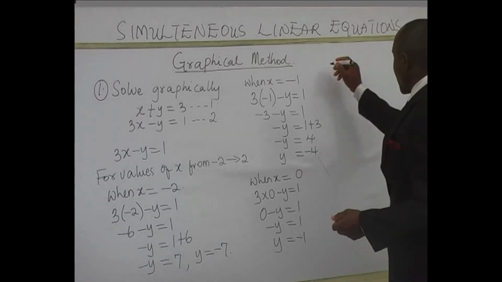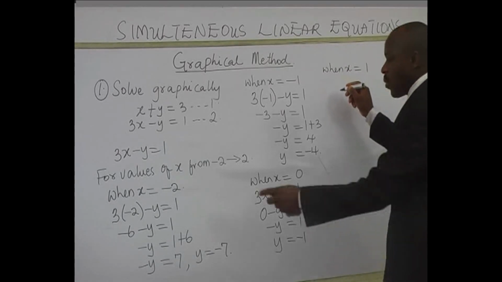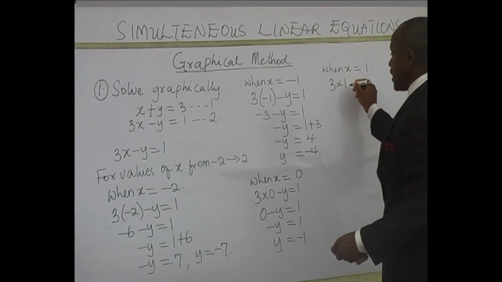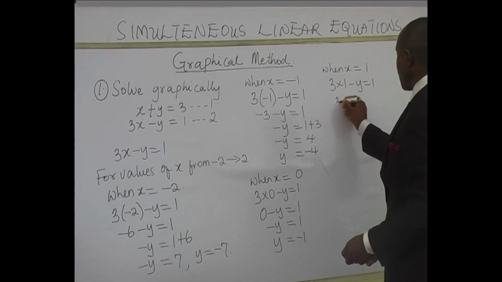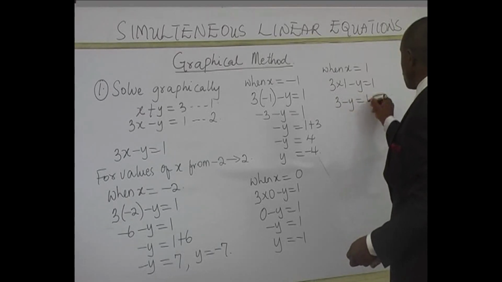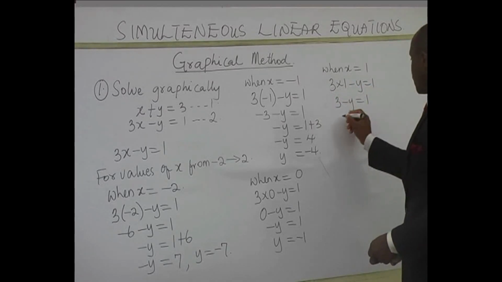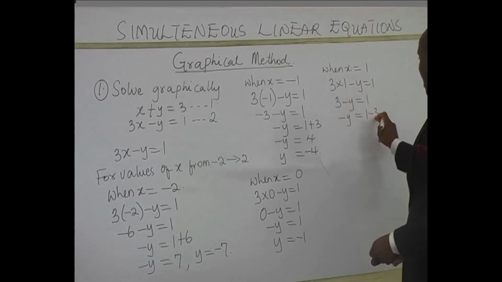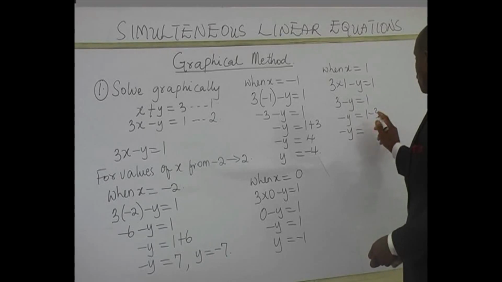After 0, the next number is 1. So when x is equal to 1, from our equation 3x minus y, we are going to have 3 times 1 minus y is equal to 1. 3 times 1 is 3. Minus y is equal to 1. Take plus 3 to the other side of the equation to change to minus. So we have minus y is equal to 1 minus 3. Plus 3, leaving the left hand side of the equation, going to the right hand side, we change to minus 3. So we have minus y is equal to 1 minus 3, which will give you minus 2.